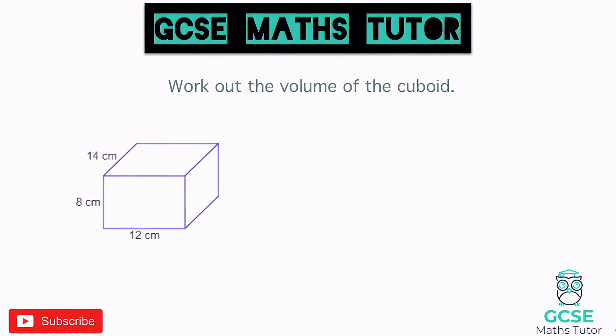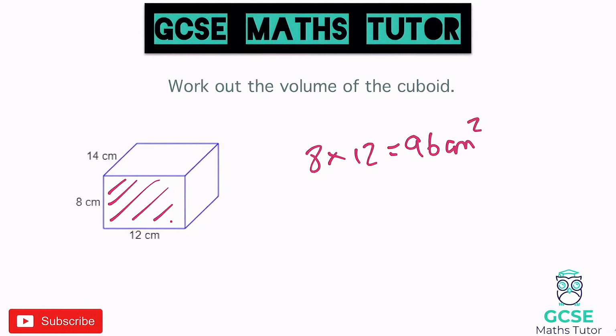I do like to do it in a particular way though, just so it's the same for all of these shapes where we have a constant cross section. So this cross section, I'm going to have a look at this front face just here. So I'm first going to just work out the area of that, which is 8 times 12. So 8 times 12 gives me 96, and that is the area of the cross section, 96 centimetres squared.